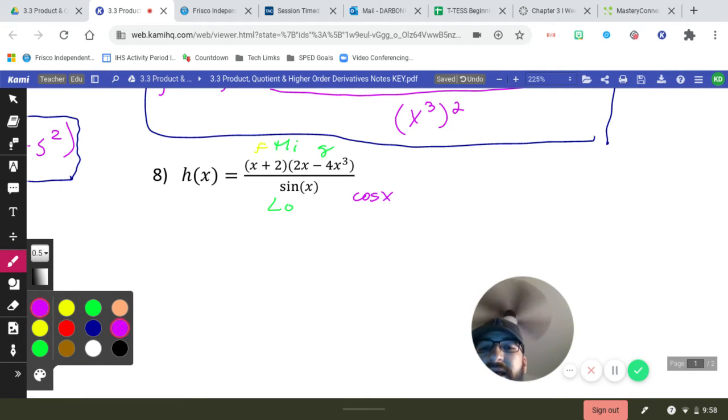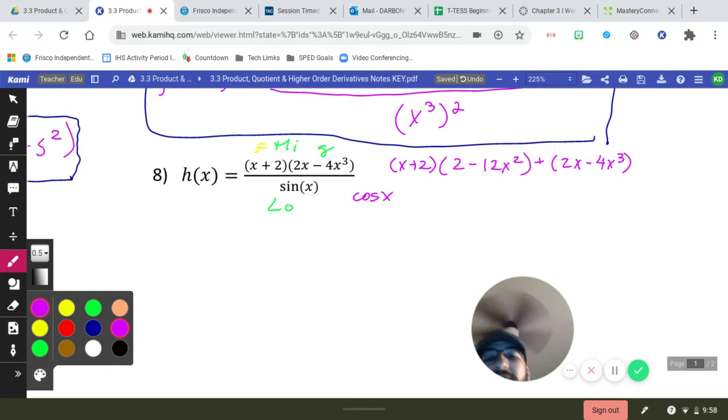So f is x plus 2 times the derivative of g, so times 2 minus 12x squared. And then g, so 2x minus 4x cubed times the derivative of f, which is just 1. So that was my product rule: original f times derivative of g, and then g times derivative of f. Now I'm applying my quotient rule.